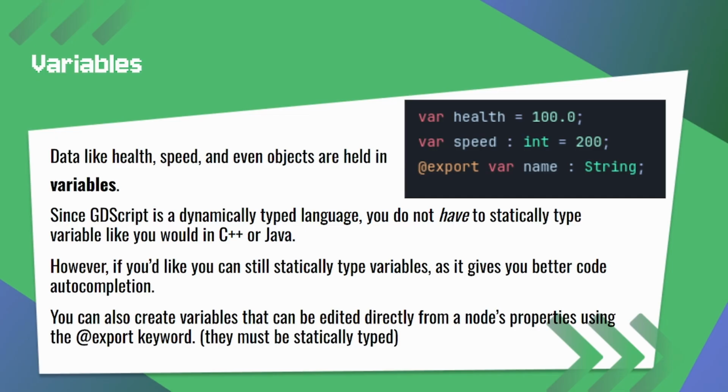But it's not necessary. You can also create variables that can be edited directly from a node's properties using the @export keyword. That goes before var. These also do need to be statically typed. These are helpful for creating objects that might have values that change from object to object, and you want to be able to edit them in the editor itself. This is good if you want to adjust the speed of a character quickly, you can do that by doing @export speed. If you want to change that value, you can just do it in the editor rather than having to go into the script and do it. It's not a huge thing, it's just quality of life.